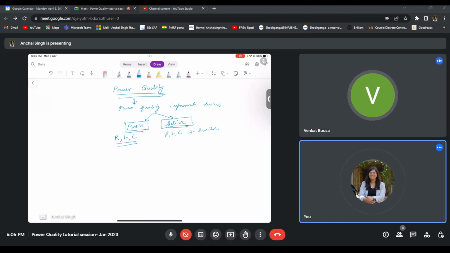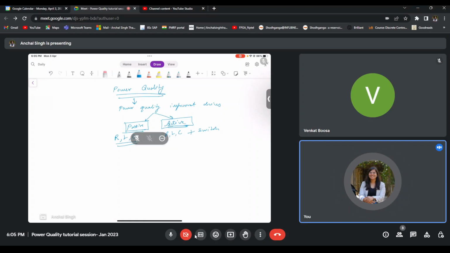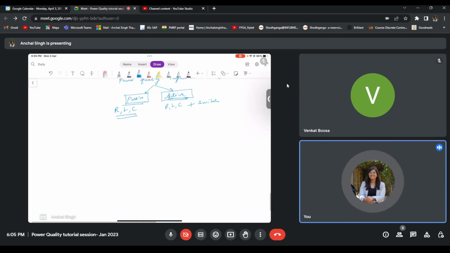Yes, madam. So as we were discussing, in majority there are two types of devices. One is passive type of devices, another one is active type of devices. Passive devices are made up of passive components, and active devices are made up of passive components along with some switches. Due to the involvement of switches, we get a lot of flexibility.